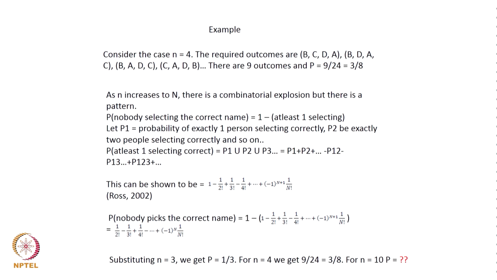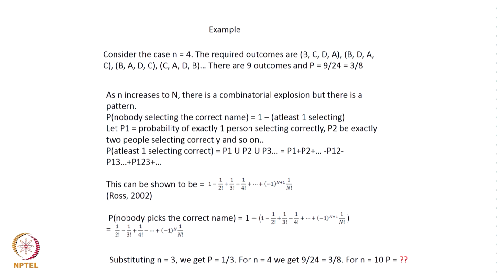Now what happens is, as n increases to capital N, which means as there are more and more people, there is a combinatorial explosion because the number of outcomes increases, but there is a pattern. So, the probability of nobody selecting the correct name is 1 minus the probability of at least one selecting the correct name. Let P1 be the probability of exactly one person selecting the correct name, P2 be the probability of exactly two people selecting the correct names, and so on. So, the probability of at least one person getting it correct is P1 union P2 union P3 etc., which is P1 plus P2 etc., less the intersections P1 2, P1 3 and so on.